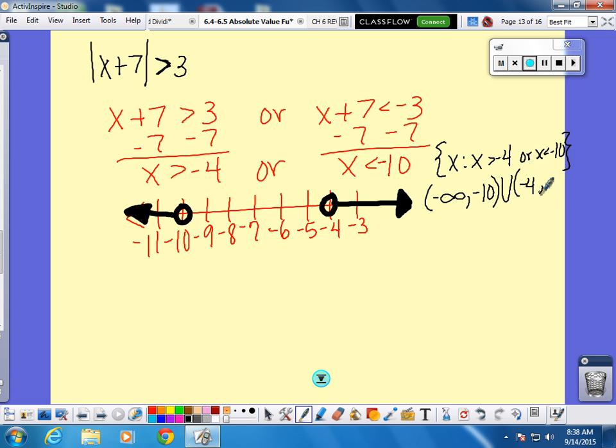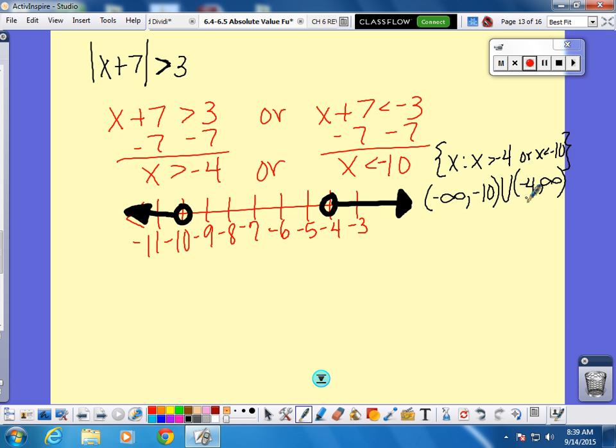Union is negative 4 to positive infinity. Just looking at the graph: negative infinity to negative 10, union with this little section, negative 4 to positive infinity. That's leaving out this in the middle when I put those two sections together. Telling you what the graph really says.